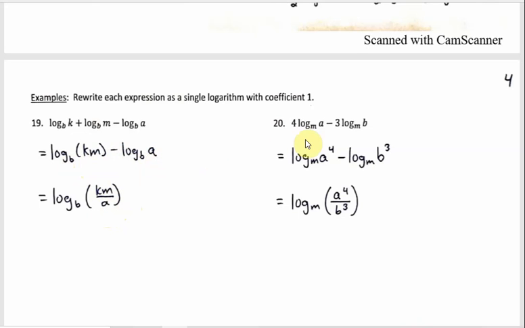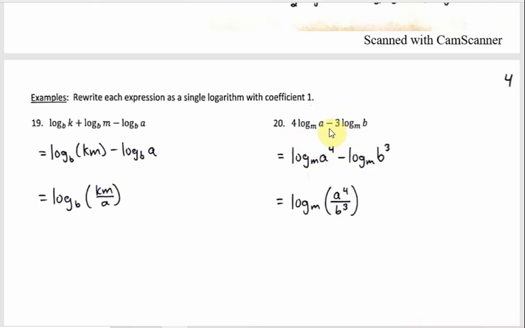All right, getting over to this one. So this one's got a minus. So you think, all right, well, that's got to be a quotient. Eventually. You can only do that move if you have coefficients of 1 with the logs. So that 4 and that 3, we got to deal with them first.